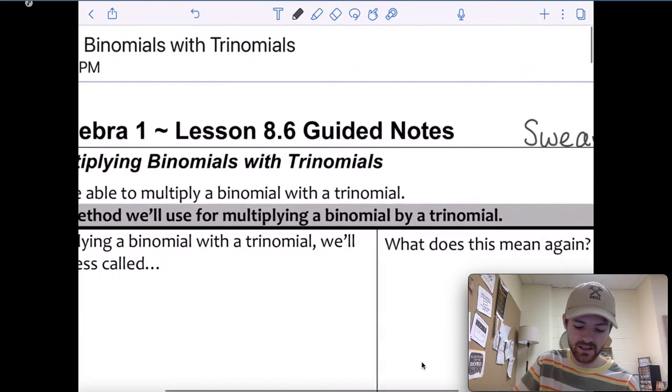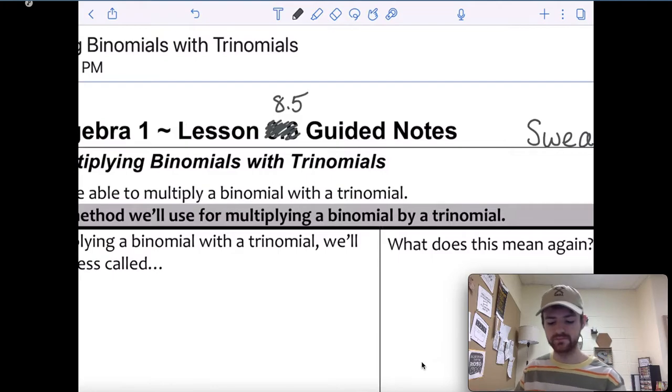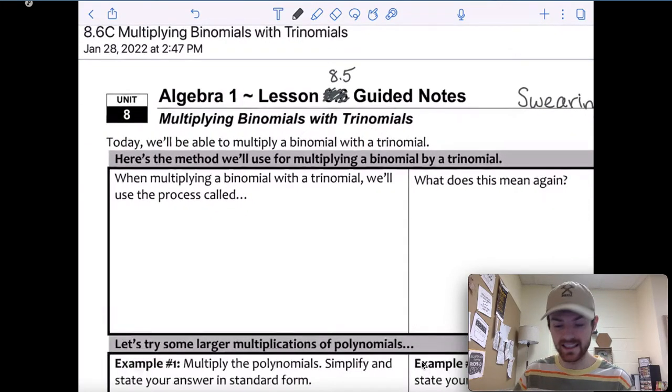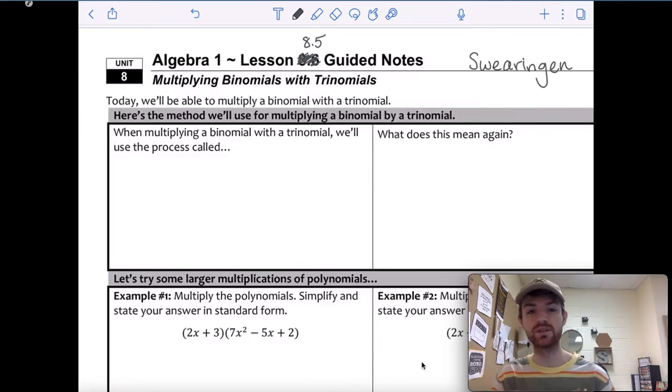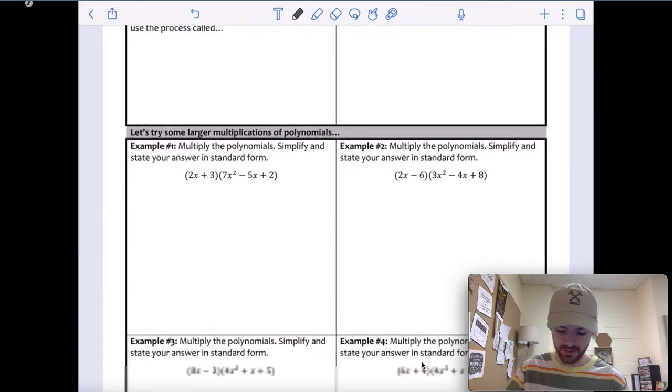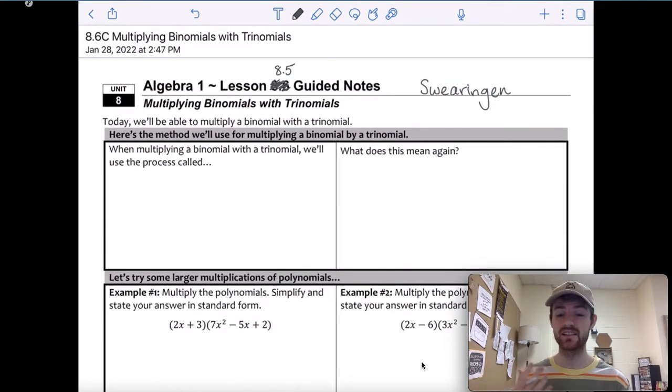Not 8.6, 8.5, in which we're really doing the same exact thing that we did in 8.4. That multiplying binomial stuff that we learned, same exact stuff. There's only 4 examples. If you got a good grasp of what it's like to multiply binomials, this will be a walk in the park.